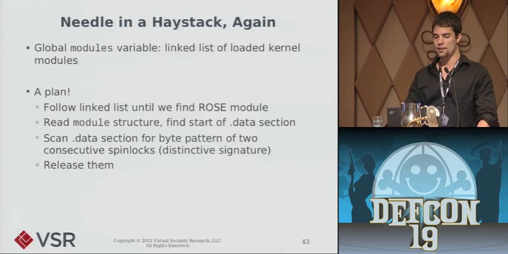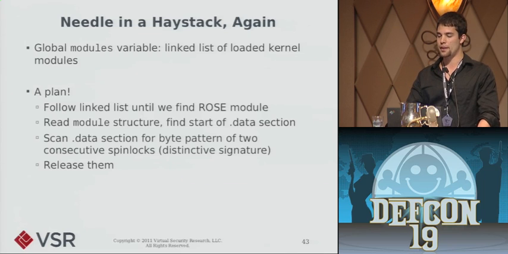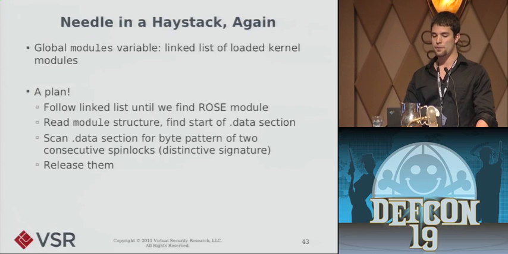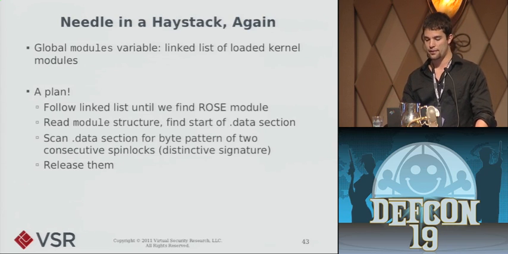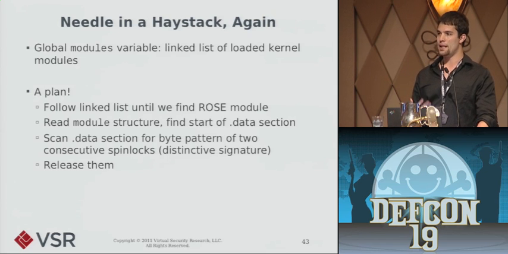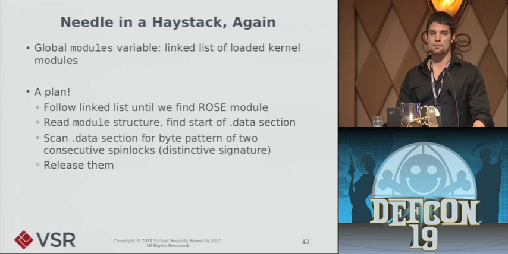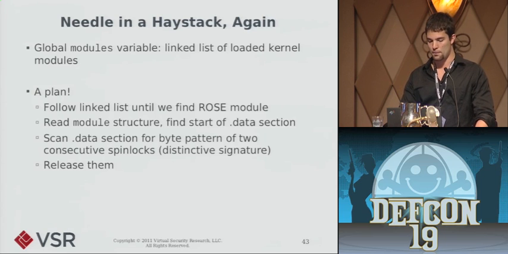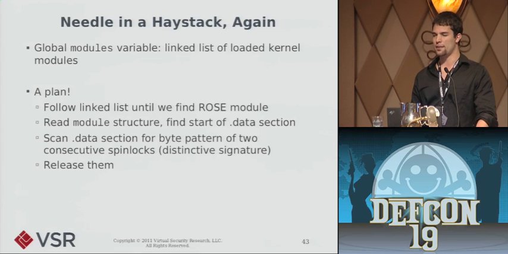Fortunately, it's actually pretty easy to find. There's this global modules variable, which is the head of a linked list of loaded kernel modules. So what we can do is follow this linked list until we find the module named ROSE, and read the module structure hanging off this linked list until we find where the data section of the ROSE module is. Now that we know where the data section is, we can scan it for a byte pattern that represents a distinctive signature of what these spin locks look like in memory. That's unique, so that will always work. And then once we find them, we can release them by, I think, incrementing them.